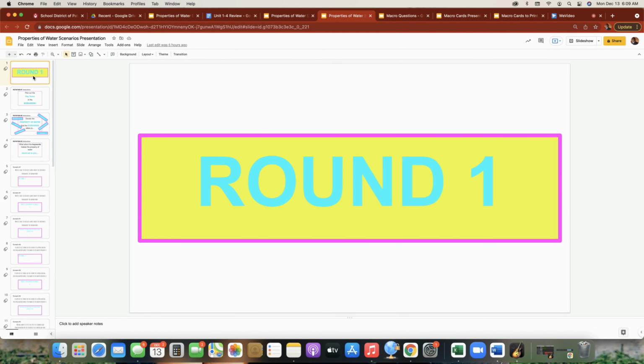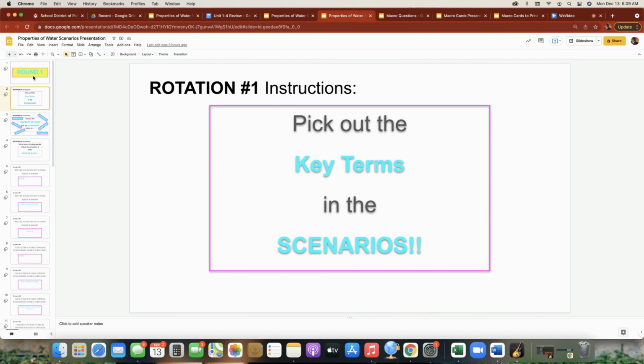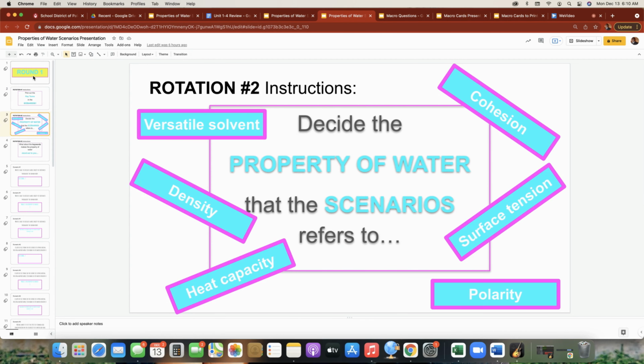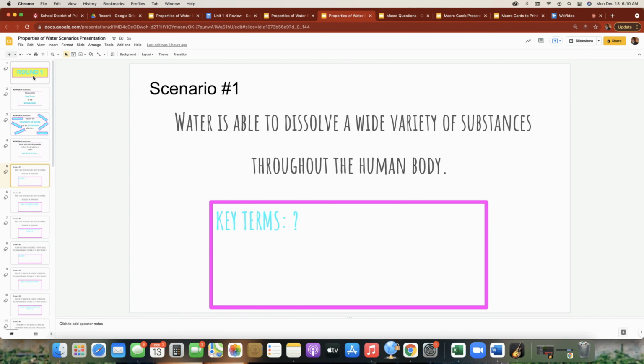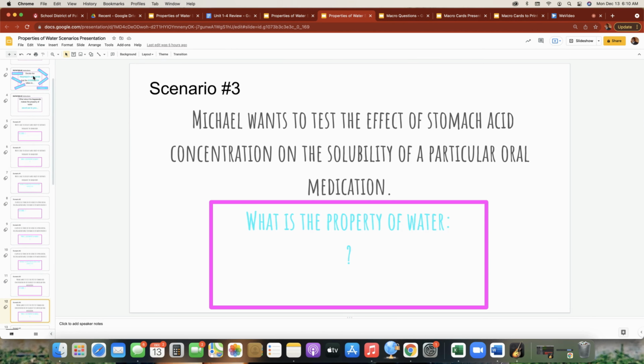All right. So here are the presentation slides for round 1. The first thing you had to do was pick your terms, right? And then this is when they do rotation 2. You can be presenting this. And then during rotation 3, you can be presenting this. And then you review. Scenario 1, what are the key terms? As a class, we do it. Then what's the property of water for scenario 1? The class discusses it. And then what about the key terms made it stand out to you? We discuss it as a class. So you do it for scenario 1, scenario 2, and scenario 3.